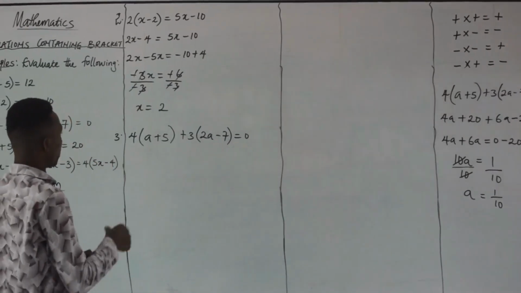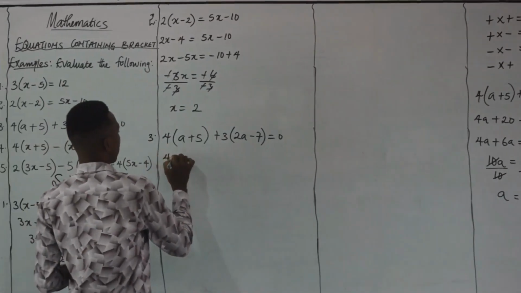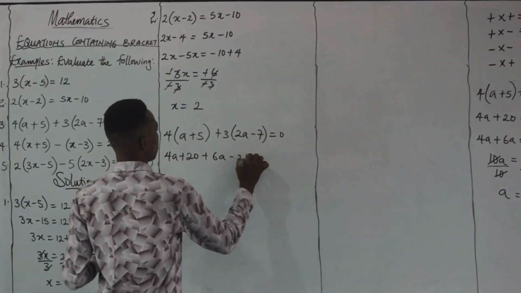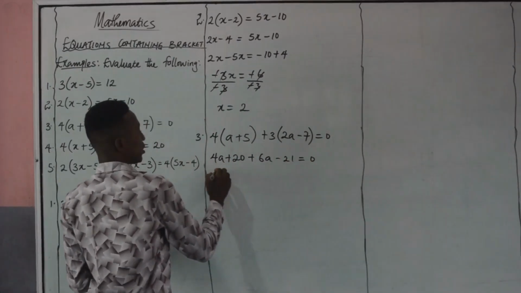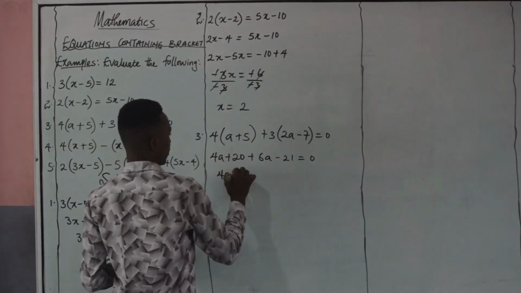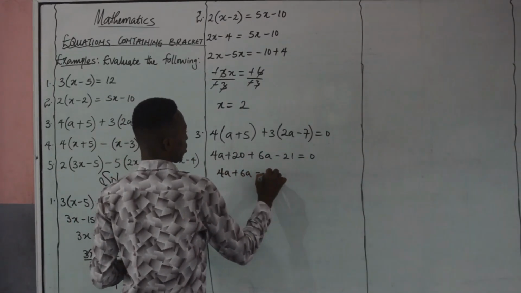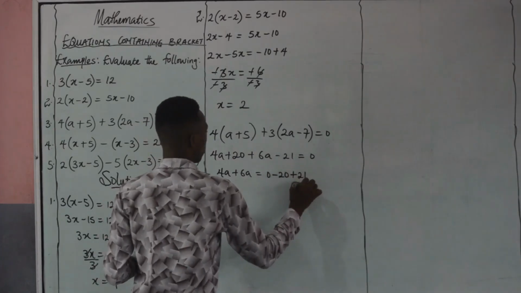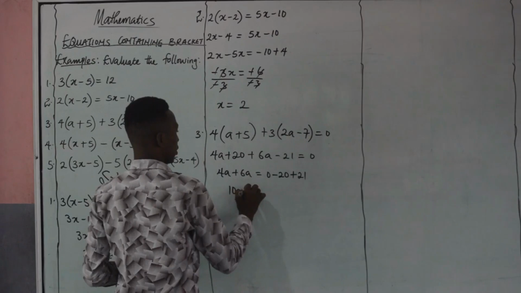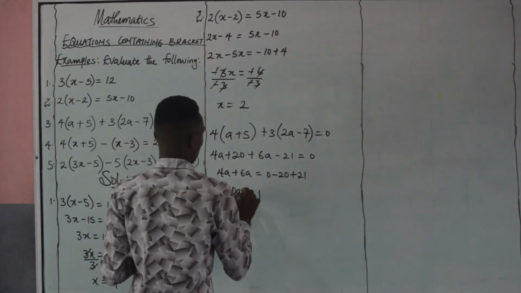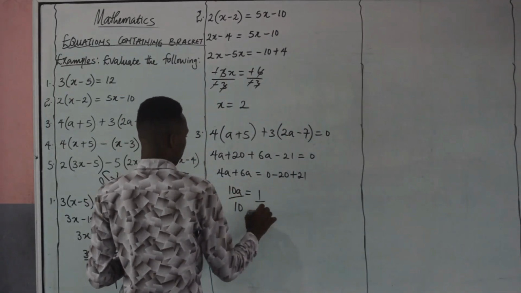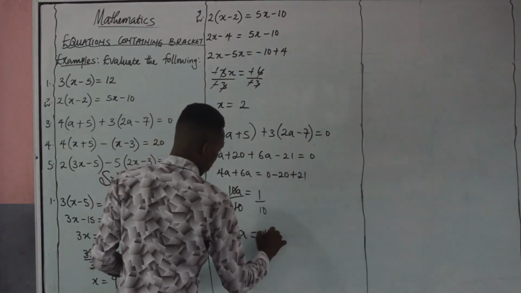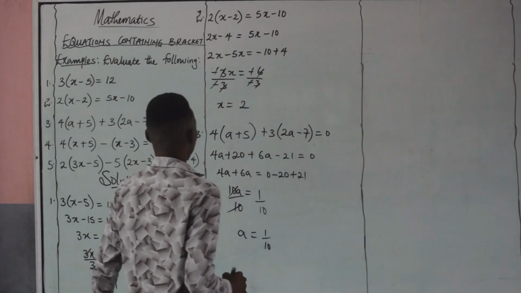So writing it inside my notes now, I'm going to have 4a plus 20 plus 6a minus 21 equals to 0. Collecting my like terms, 4a plus 6a equals to 0 minus 20 plus 21. 10a equals to 1. Divide both sides by 10. So we have a equals to 1 all over 10.